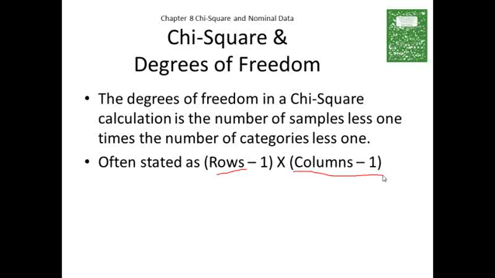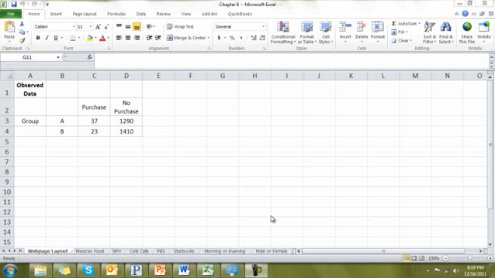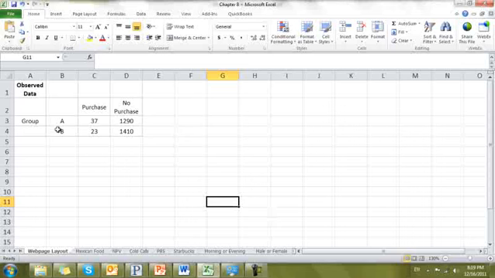Now, let's look at this in Excel. Here is an example of 2 groups, Group A and Group B, and their purchase or no purchase data. This is our observed data. So we know how many people purchased in Group A, we know how many people purchased in Group B, we know the no purchase rate in Group A and no purchase rate in Group B.